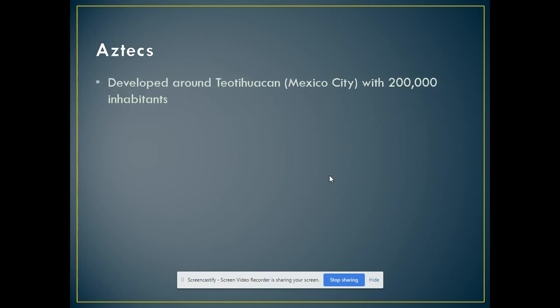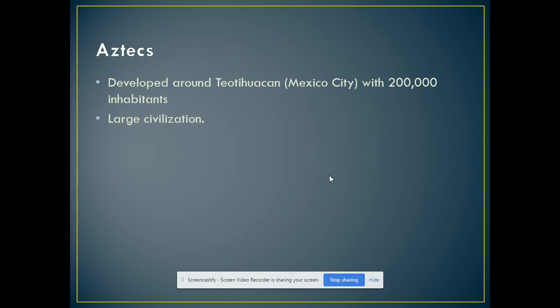And then the Aztecs. Sometimes in more recent world history textbooks, we're seeing the term Mexica, because the Mexica were the dominant group within the Aztec civilization that subdued the other people groups around them. Okay, and that's where we get the term Mexico from, the Mexica. They developed their capital city around Teotihuacan. It's present-day Mexico City, with about 200,000 inhabitants. It was the largest city in the Western Hemisphere at the time of the Europeans' arrival. It was massive for that day and age.